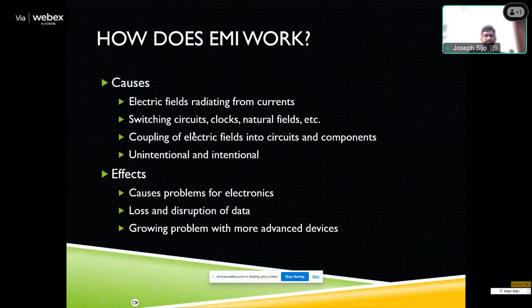As I explained earlier, the main causes are switching circuits and natural fields, and I can give some examples of natural fields later. Also electrical field radiated from the current, and coupling of electrical field into the circuits and components, both unintentional and intentional. Intentionally radiating devices cause EMI, and unintentionally it will also affect other things, causing problems for electronics.